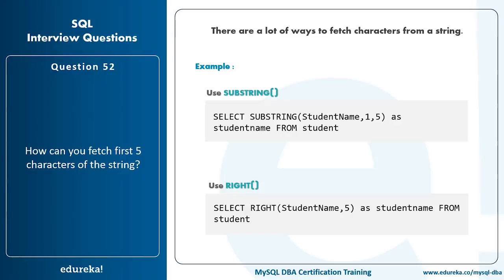The first 5 characters of student name will be retrieved from the student table. Similarly, when you use the right statement, you can write: select right(student name, 5) as student name from student. With this query, again, the first 5 characters of each and every student name from the student table would be retrieved. So that's how, guys, you can fetch the first 5 characters of a string, either by using the substring statement or the right statement.